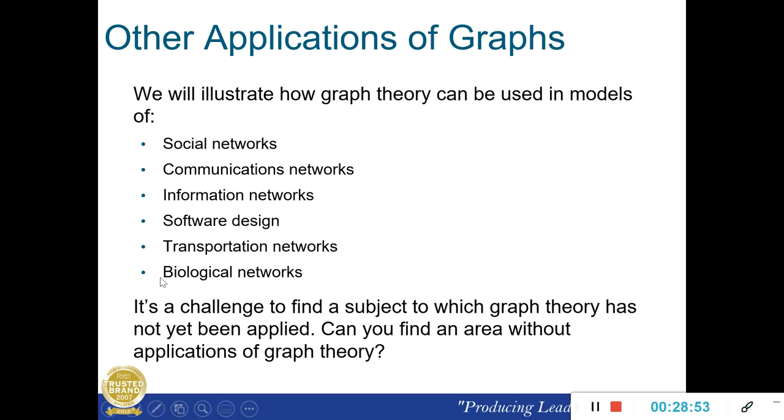It's a challenge to find a subject to which graph theory has not yet been applied. One application that you use is Waze or Google Maps. That is definitely graph theory.